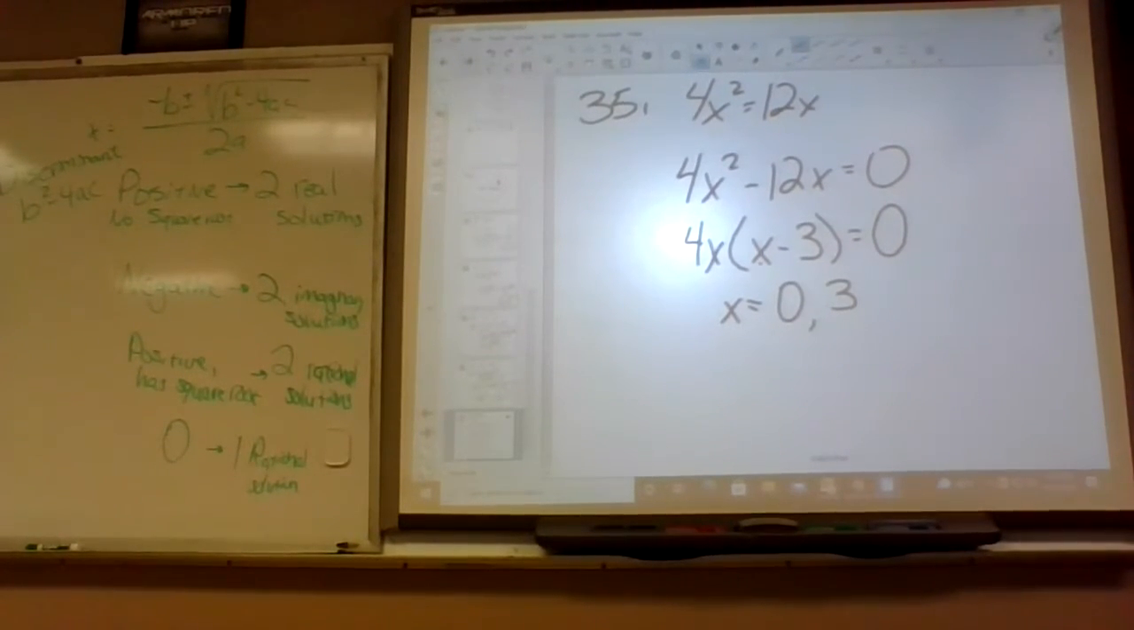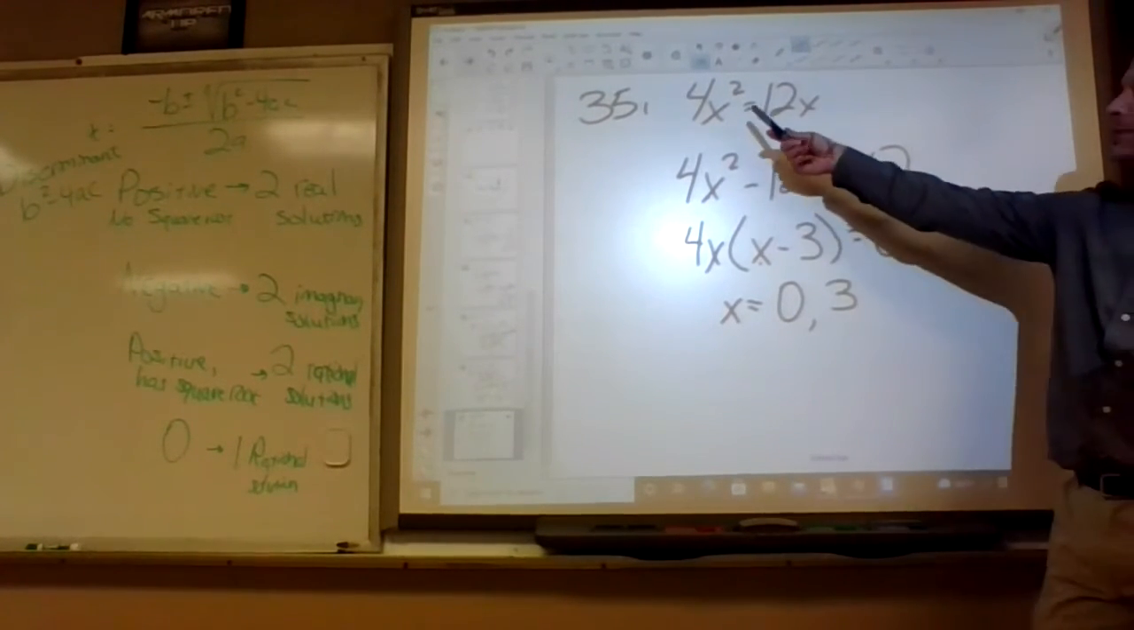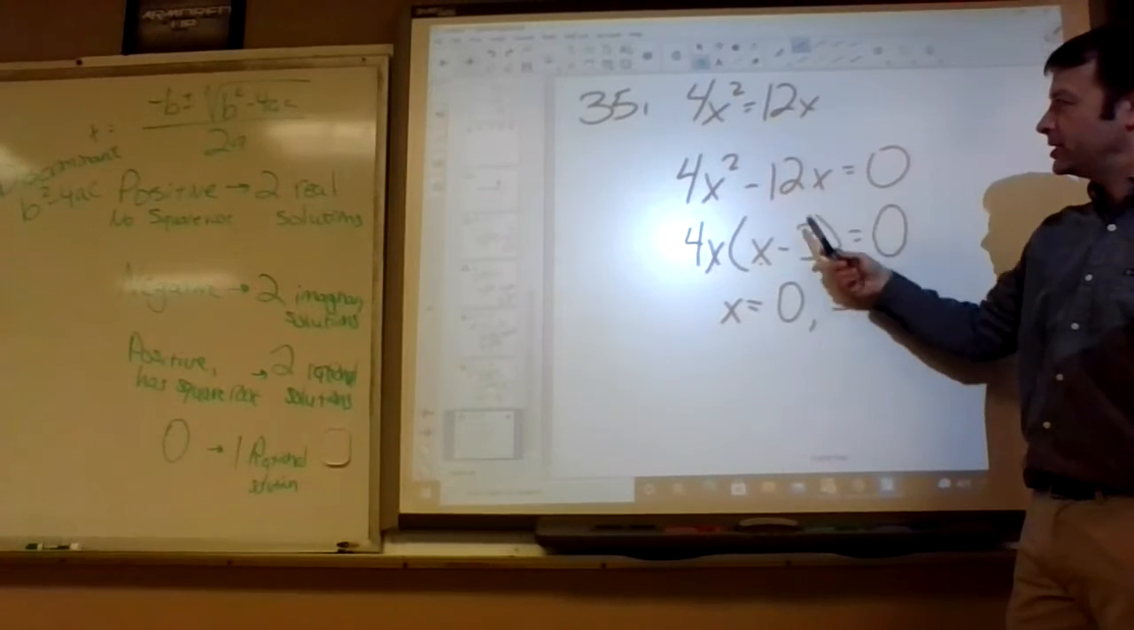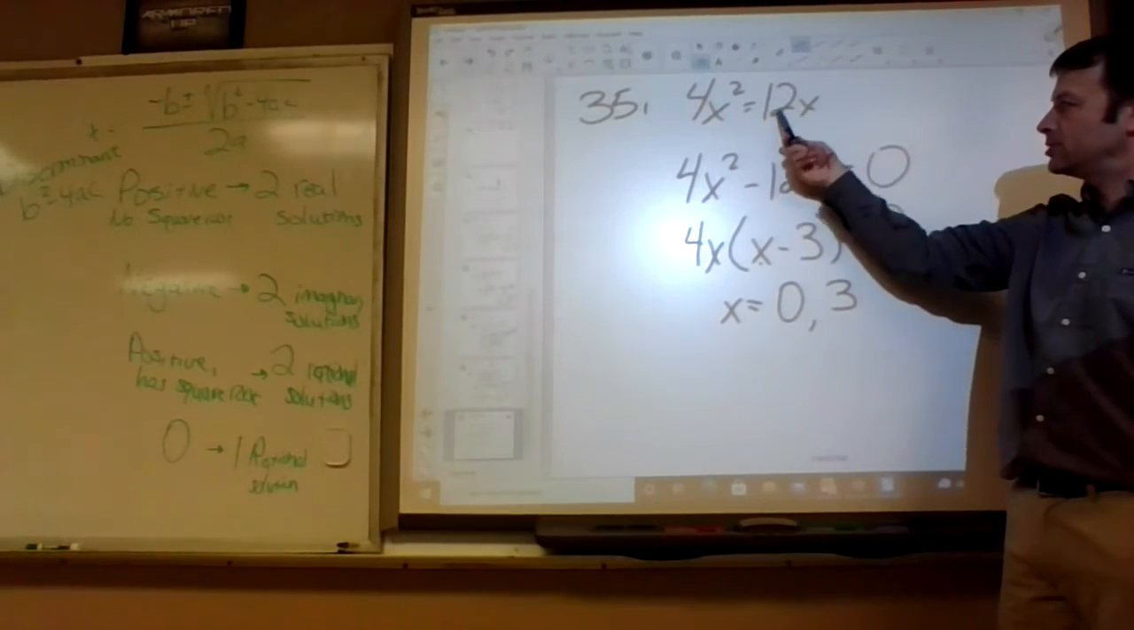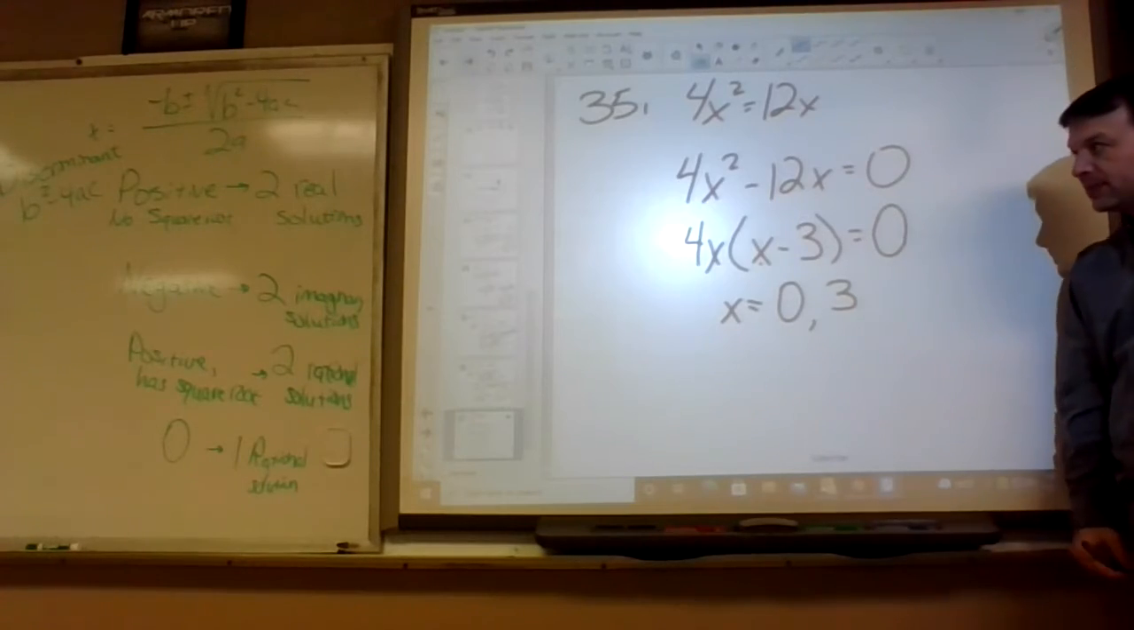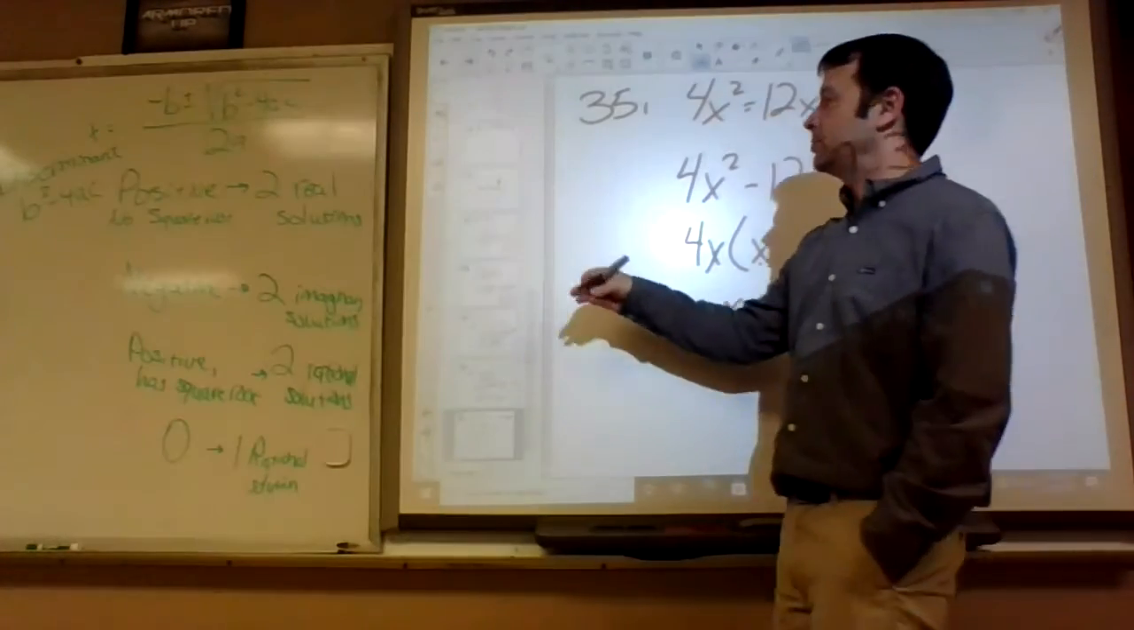How could I check if that's right? Plug it in. If I plug in 0, I get 0 equals 0. That's true. If I plug in 3, I get 9 times 4 is 36, and 3 times 12 is 36. That's right. We did it. Folks, we did it.